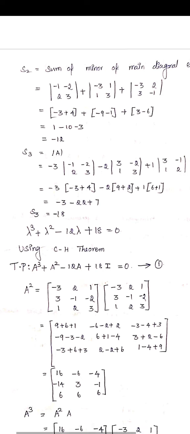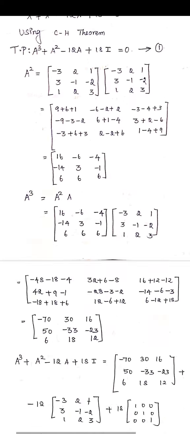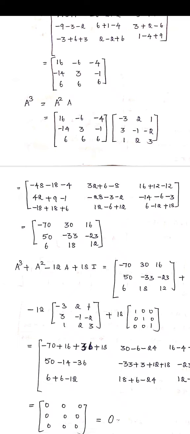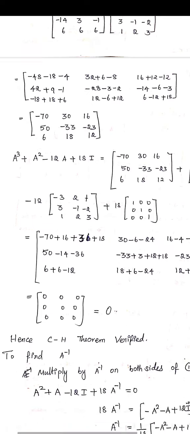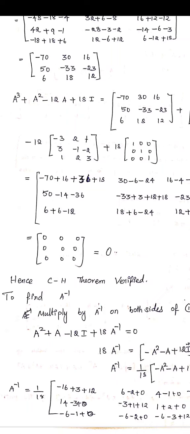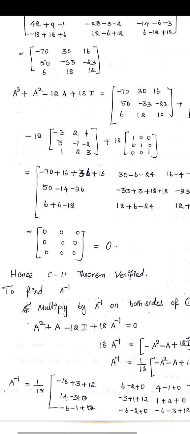Substituting lambda equal to A, we get A cube plus A square minus 12A plus 18 into I, equal to the A cube matrix plus the A square matrix minus 12 into the A matrix plus 18 into the identity matrix. Simplifying these matrices, we get the zero matrix. Therefore, the Cayley-Hamilton theorem is verified. That is, every square matrix satisfies its characteristic equation.